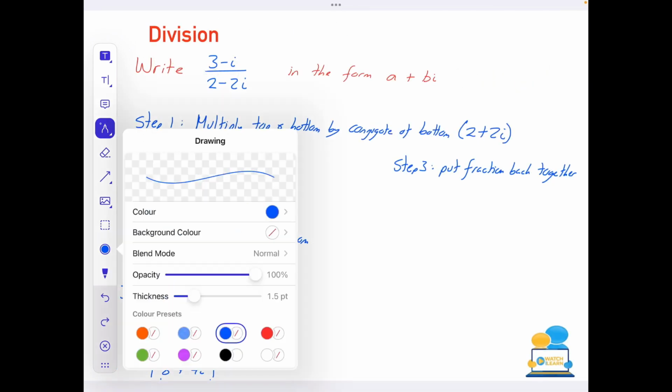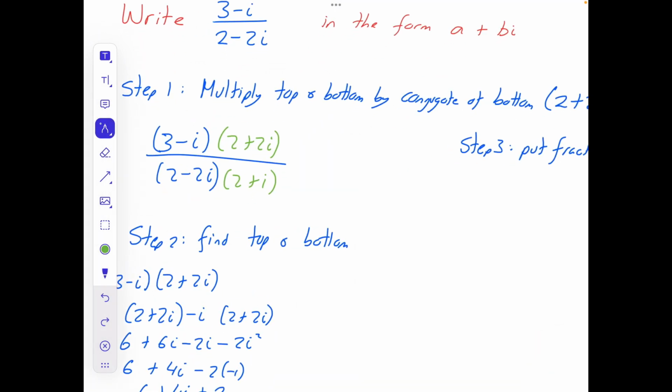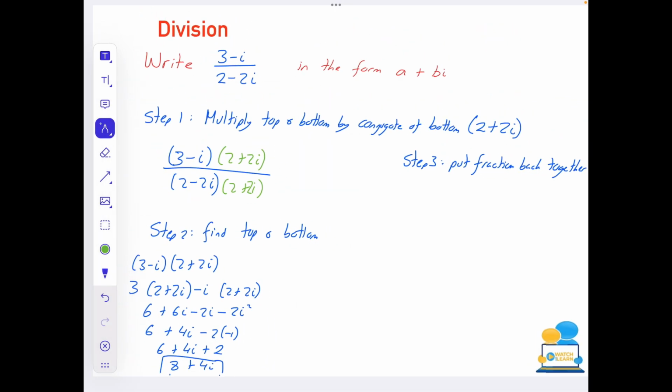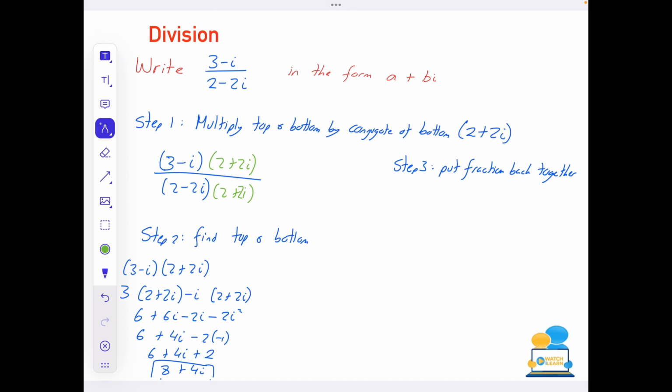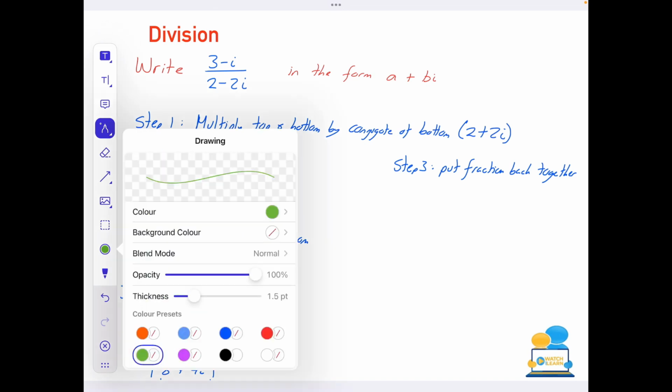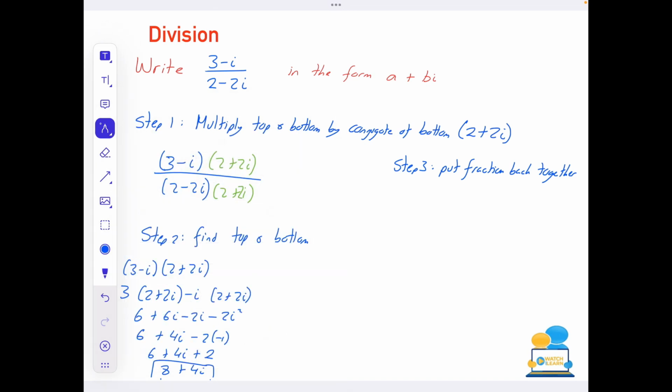Sorry there, I've just actually noticed a very small mistake. Now it hasn't affected the question yet, but we're just missing our 2 here. So I'm multiplying top and bottom by 2 plus 2i. So now when I'm multiplying out the bottom, that will be 2 minus 2i multiplied by 2 plus 2i. Write down the second bracket twice and split up the first bracket.